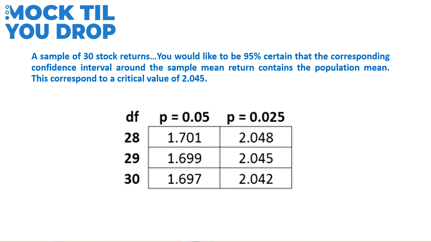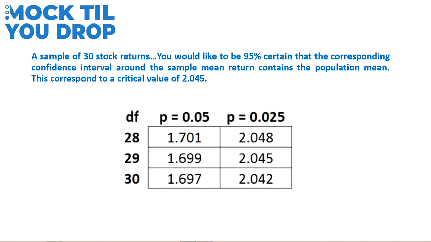So in my example, the critical value of 2.045 was given. This most likely won't be the case on an exam, as you'll probably be given a chart like the one you see here. So as you look at this chart, you can see that our critical value of 2.045 corresponds with a DF, or degrees of freedom, of 29 and a p-value of 0.025.